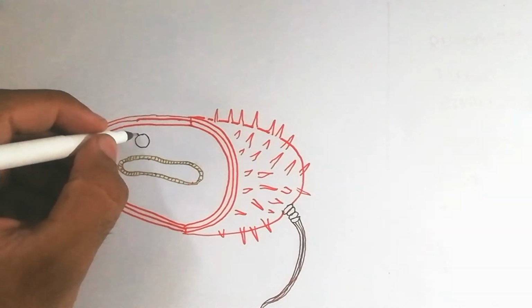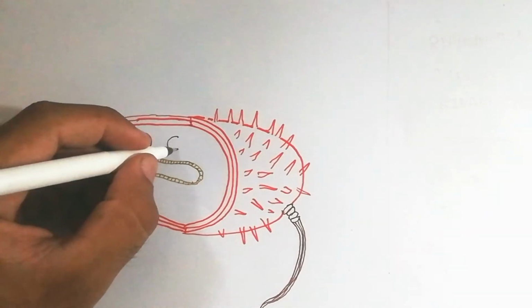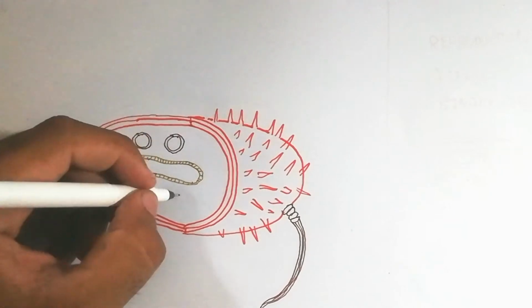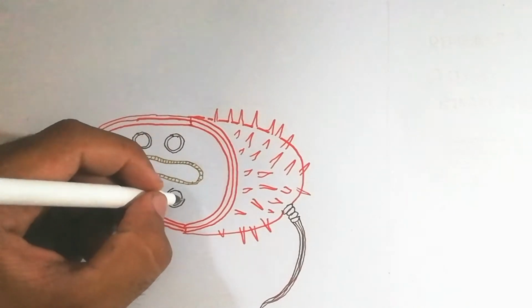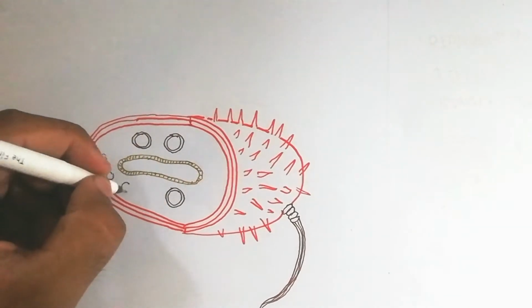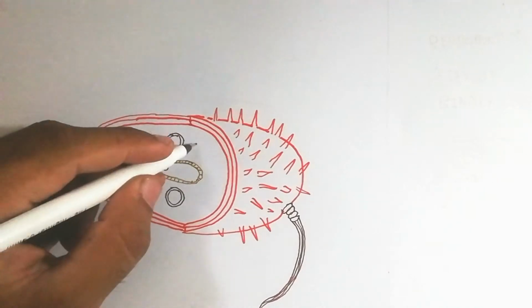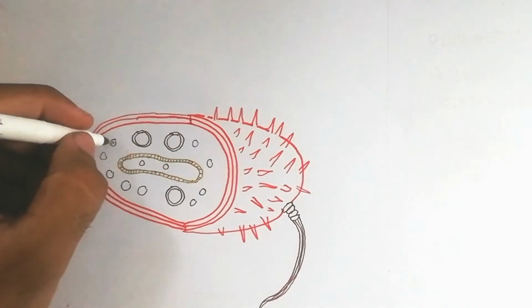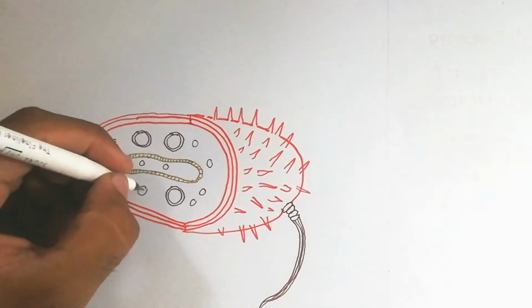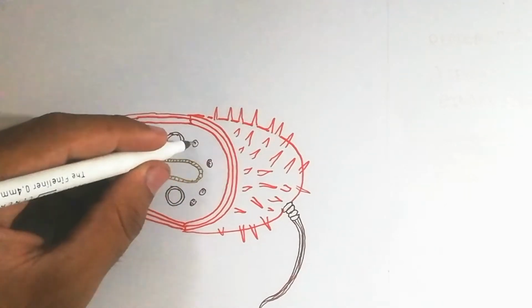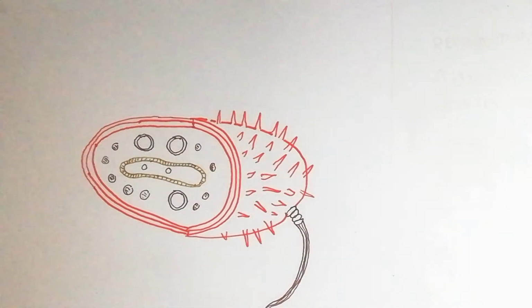So here is the DNA, the circular DNA, which is known as the chromosome. There is one chromosome in the bacteria E. coli. Here is the plasmid, which is extrachromosomal DNA present and scattered, more than one or one. The number depends on the species of the bacteria.